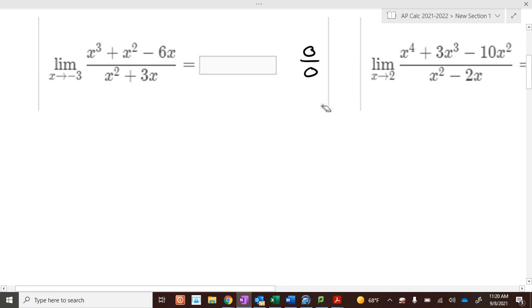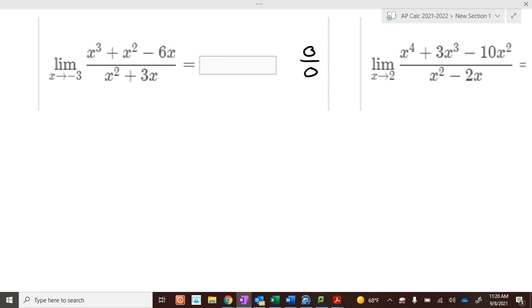All right. So when you get 0 over 0, it's indeterminate form. If you get like 5 over 0, it does not exist. Okay? That's easy. If you get 0 over 7, it's 0. But when you get 0 over 0, it's indeterminate form. So then you got to start searching for the limit.